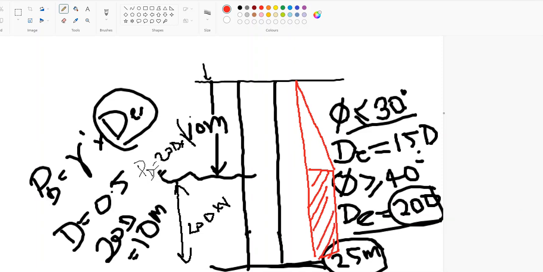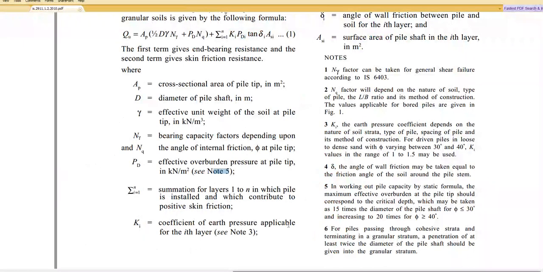Less than 20D, it is linearly increasing from top. Okay, this has to be kept in mind. So this is all about point number 5.